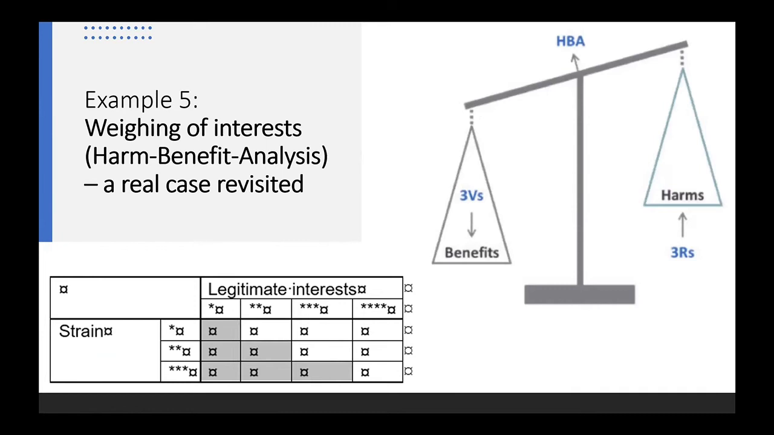And my last example is the weighing of interests, harm and benefit analysis. After they learned the theory, how this is done, they are asked to revisit a concrete case from the Institute of Neuroinformatics, which is a common institute of University of Zurich and ETH Zurich. They revisit the case that went to the federal court, and it's their task then to do the weighing of interest, this harm benefit analysis for a study including non-human primates.